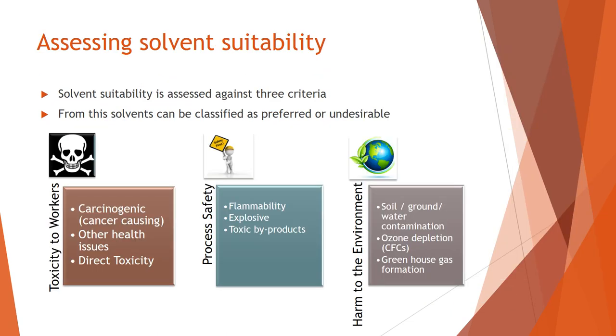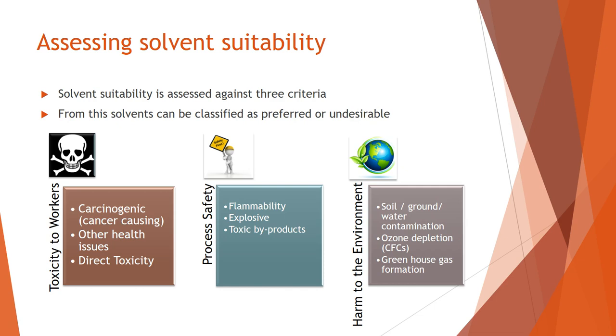So one of the things we can do as chemists is to try and address our solvent concerns by using safer or less toxic solvents where possible. So we need to address the solvent suitability against 3 criteria. So one is the toxicity for workers. So is it carcinogenic, i.e. causing cancer or other health issues, or does it have a direct toxicity, i.e. is it poisonous? Does it directly cause a toxic response in the person? The other things that we need to consider are things like flammability, explosiveness, or the production of toxic byproducts.